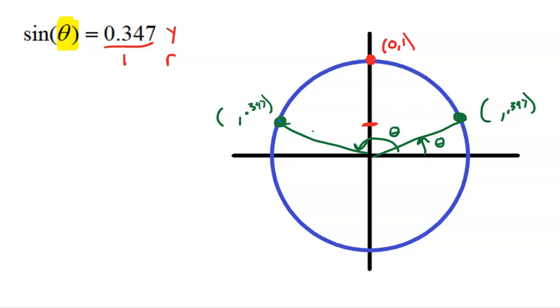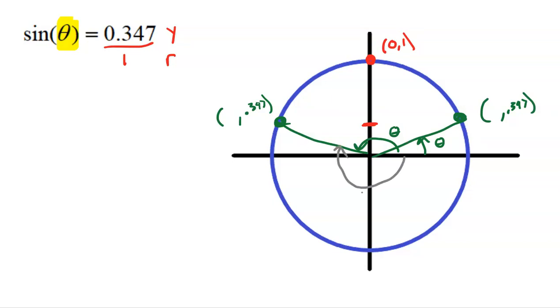Just looking at this picture from 0 to 360 degrees or 0 to 2 pi, I actually have 2 different angles that could produce the same outcome of a y value of 0.347. And furthermore, I actually have infinite answers, right? Hopefully you understand that, because I could also go backwards.